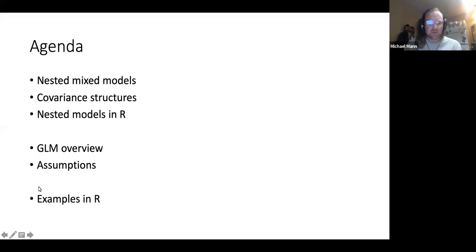So going over what we'll cover, I'll talk about general basics of nested mixed models. I'll dive a little bit into the covariance structures that you're building when you're building these nested models. And I'll talk about how you're coding it in R and give some examples of some hierarchical structures and what you can do. Then I'll give an overview of GLM models, talk about some of their assumptions, and then finally give examples of all these things in R, like before.